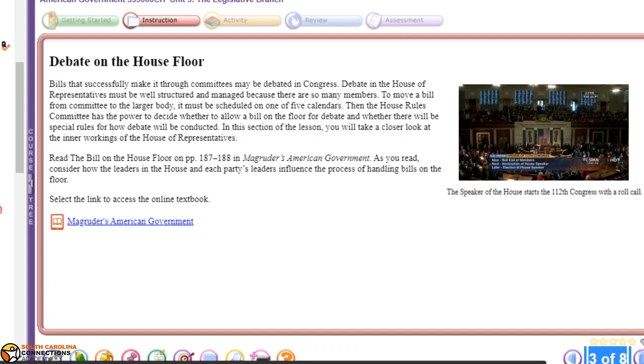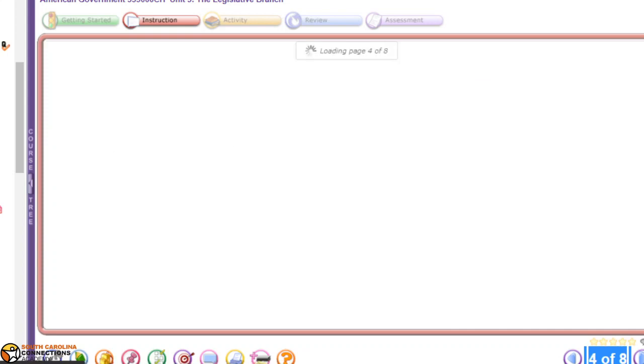Debate on the House floor, such interesting things. Bills that successfully make it through the committees are debated in Congress. Debate in the House of Representatives must be well structured and managed because there are so many members. If you want to see something cool, and I say this as a government teacher, I'm sure some of you might not think this, try C-SPAN. You can see laws or wannabe laws being debated. Make sure you check out C-SPAN for that. And make sure you read below, fun stuff there.